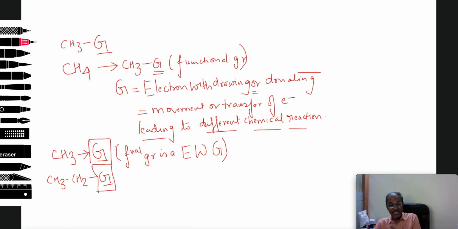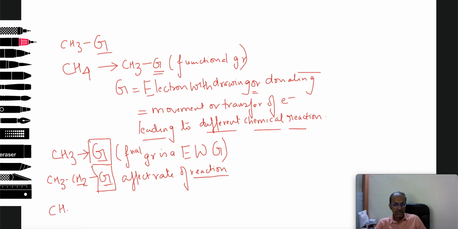Although the reactivity might decrease, because just now we had one CH3 but one extra CH2 has come, so it might affect the rate of reaction. But in all cases, the function will remain the same. The function of this particular functional group will remain the same, irrespective of whether it is here or here.